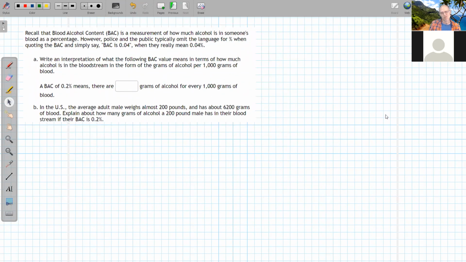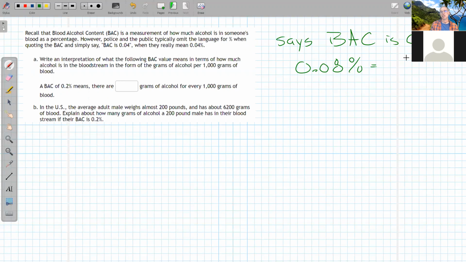And there is a 90% chance that a problem like this will be on the final exam. So pay close attention. The important thing here is this opening paragraph. When we say a BAC like 0.08, that's slang. It's not really proper. If someone says a BAC is 0.08, what they really mean is 0.08%. They just don't use that percentage.